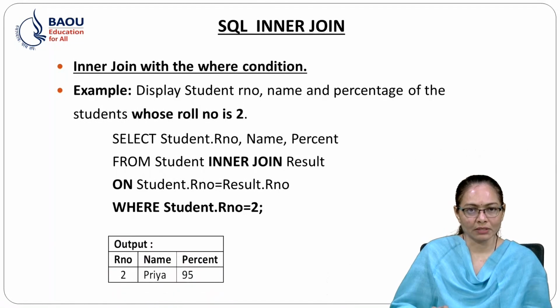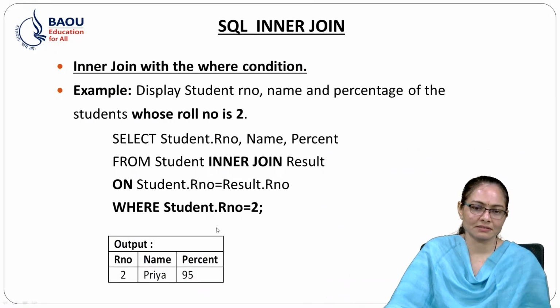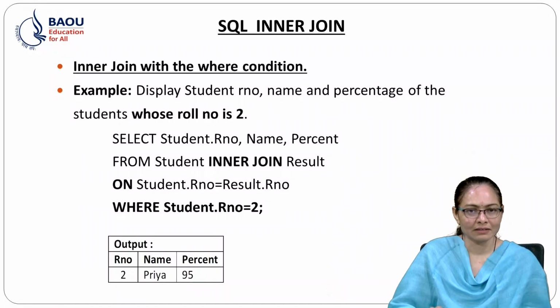See in the output, record number 2 is displayed. Without the where condition, 2 records are displayed, roll number 1 and 2, because in both tables roll number 1 and 2 are common. But using the where condition, the result is filtered and only roll number 2 is displayed. So here the where condition contains only roll number 2. That's why it displays roll number 2. In the previous slide, we saw roll number 1 and 2 displayed.